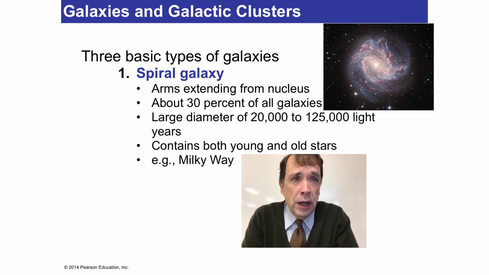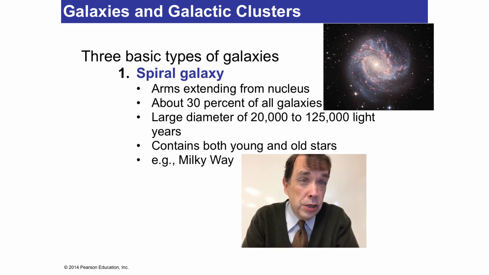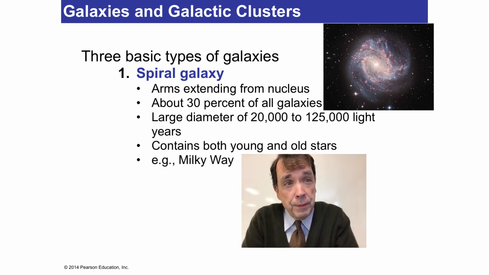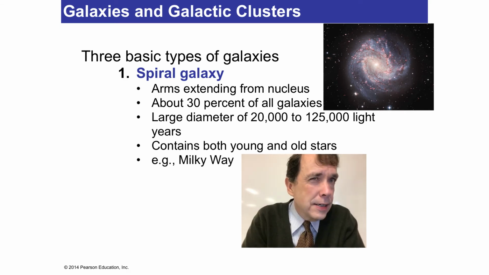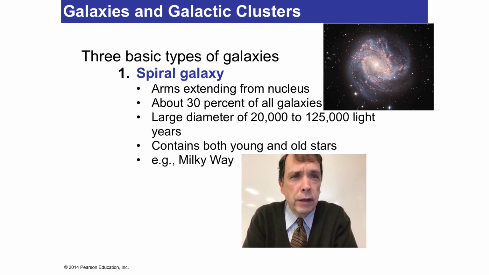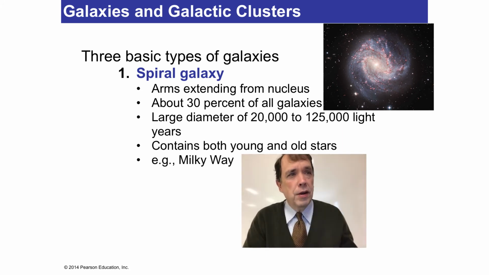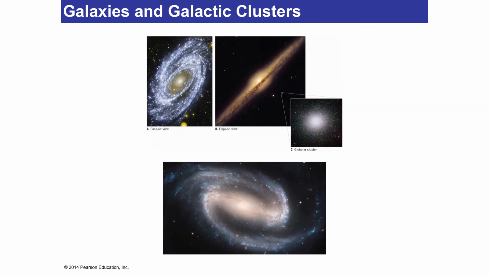Okay, so about 30% of the galaxies are spiral galaxies, and this has a very large diameter, if you want to think of it being a cross. So small spiral galaxies, 20,000 light years, okay, and remember, 186,000 miles an hour, light traveling for a whole year, that would be 1 light year. So 125,000 light years would be a large spiral galaxy. Okay, so numerous stars. And then the example would be our galaxy, the Milky Way.